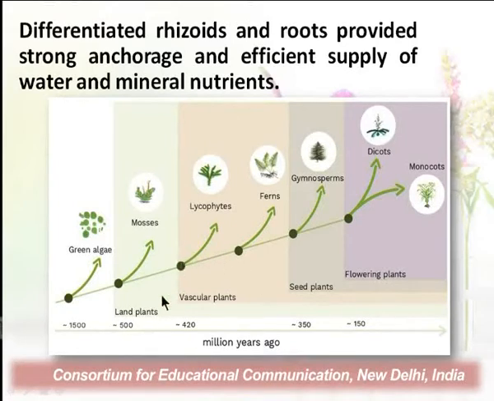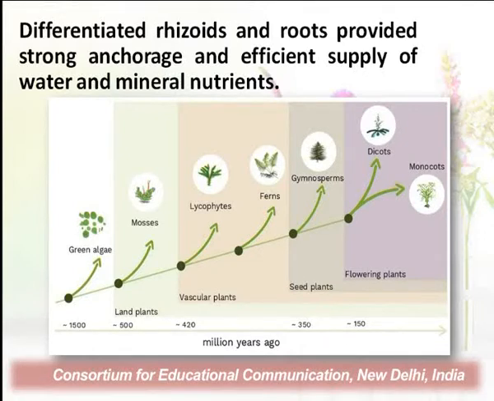As plants moved from mosses towards pteridophytes or lycophytes, which are also vascular plants, we see that these rhizoids have evolved into true roots. True roots differ from rhizoids in having mechanical tissues, in having the capability of absorbing water from the soil, of absorbing minerals from the soil, and also the ability to provide proper anchorage.